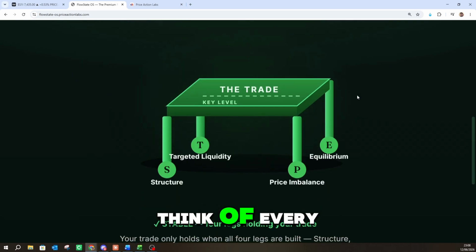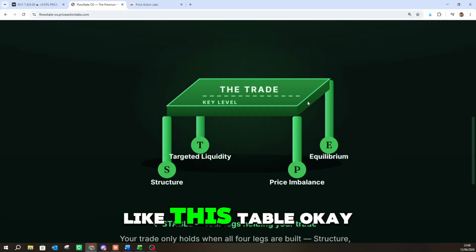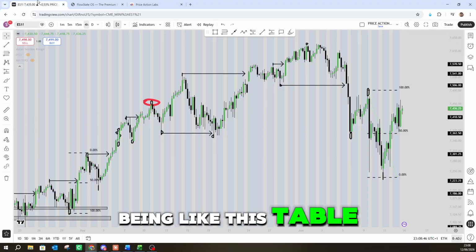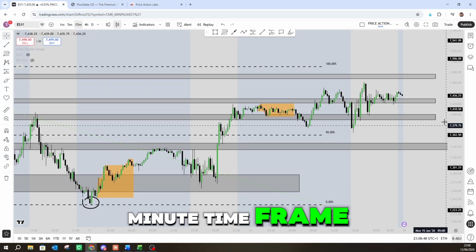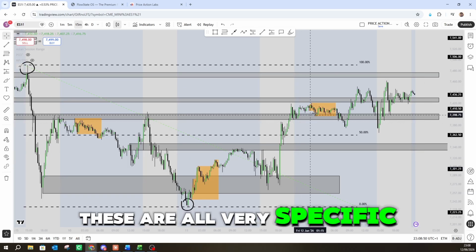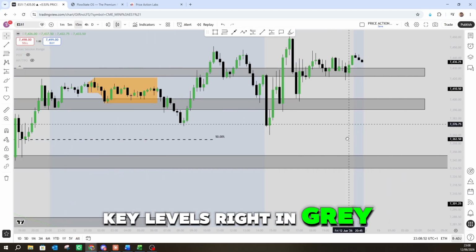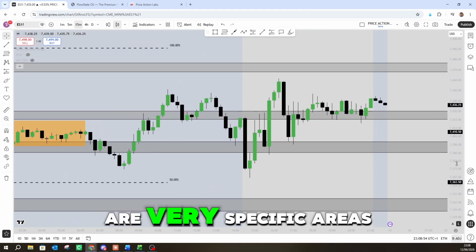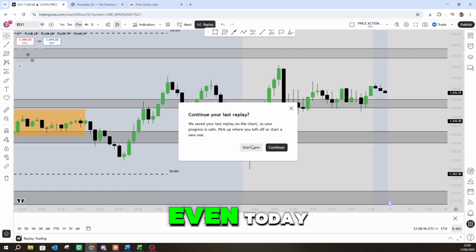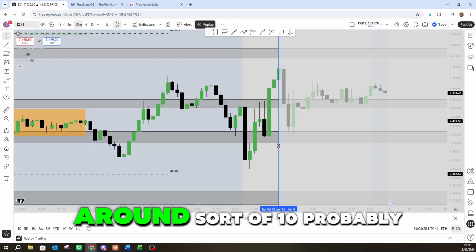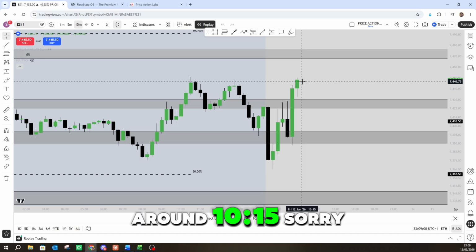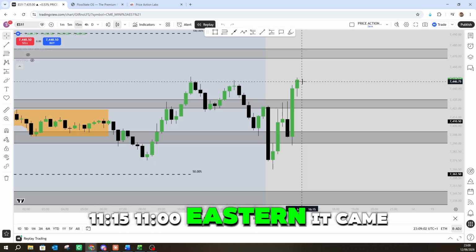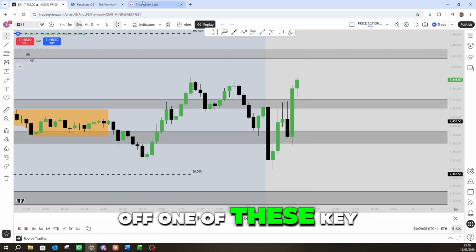And I want you to think of every trade you take as being like this table, okay? So if you look at my charts on the 15-minute time frame, these are all very specific key levels, right? In gray. All these key levels here are very specific areas. Even today, the trade I took at around 11:15, 11 o'clock Eastern, it came off one of these key levels.